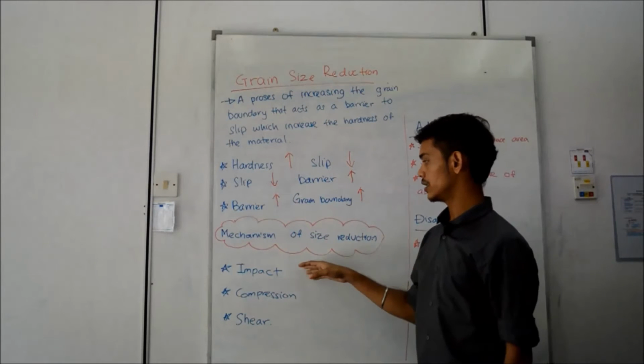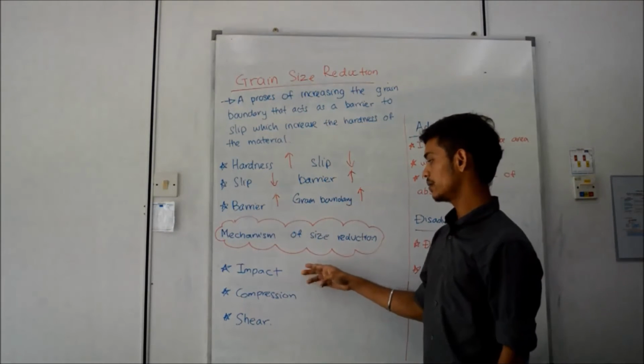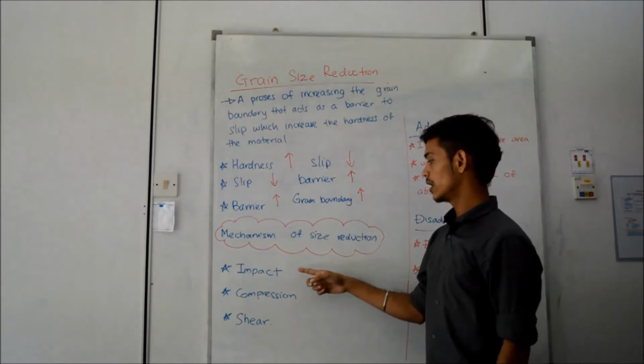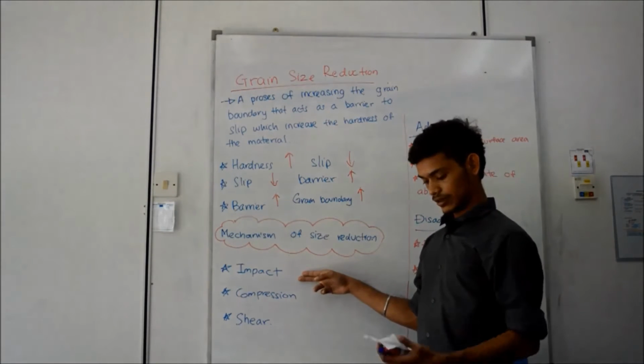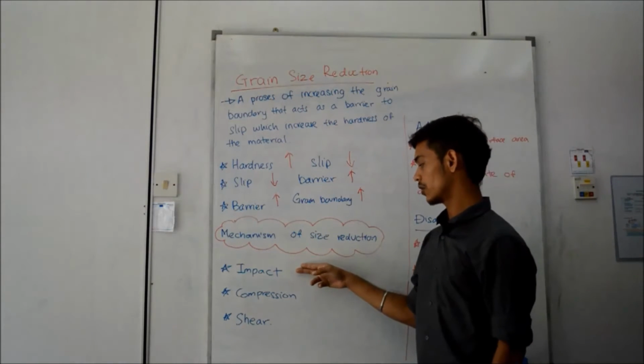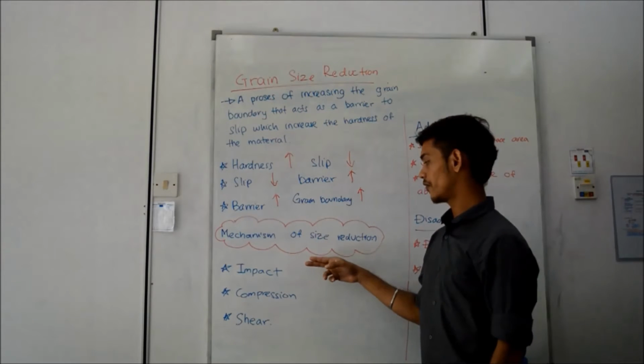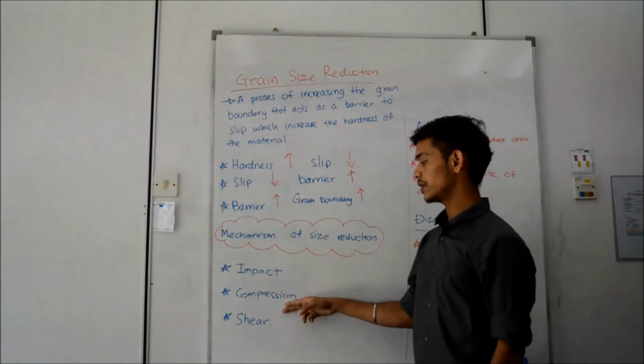Now let's look into mechanism of size reduction. There are three types of mechanism: impact, compression, and shear. Impact: particles are concussed by a single rigid force. For example, a hammer and so on.